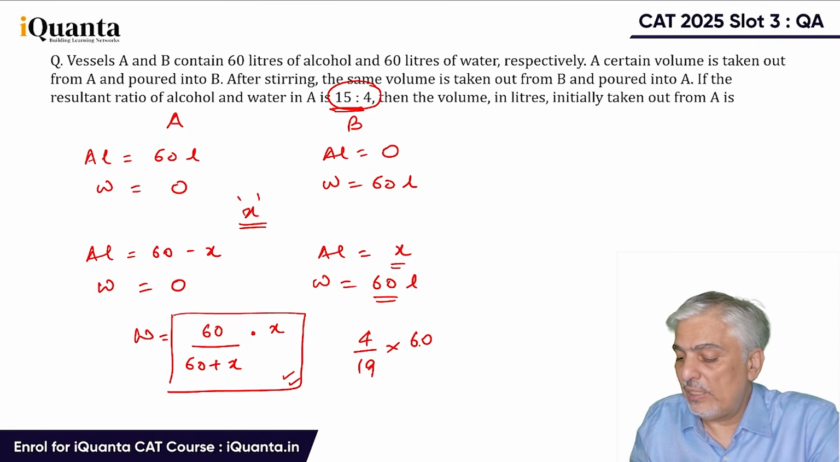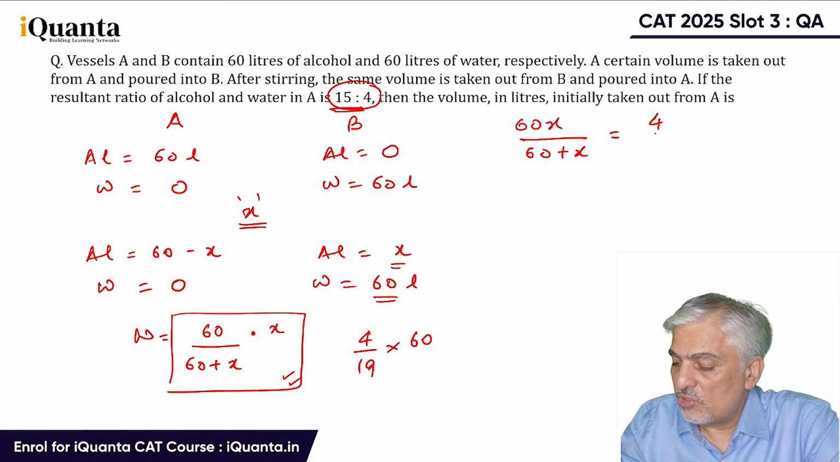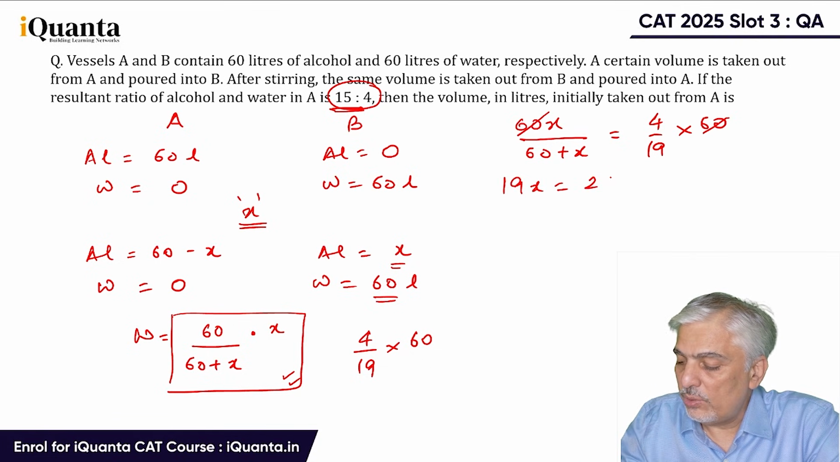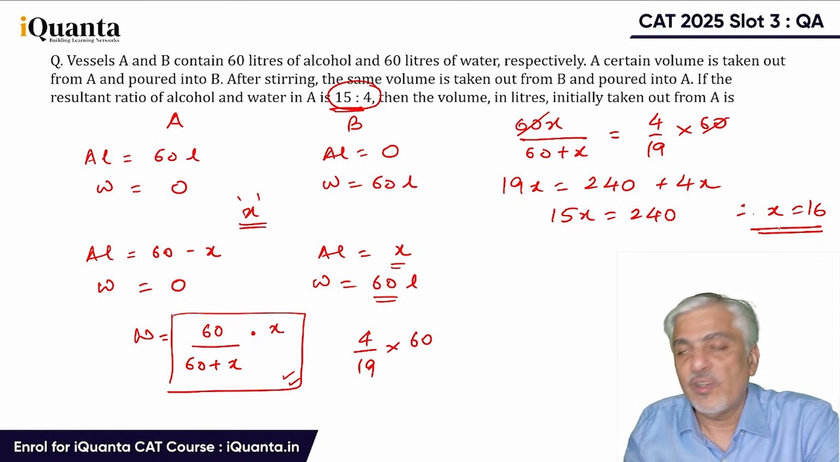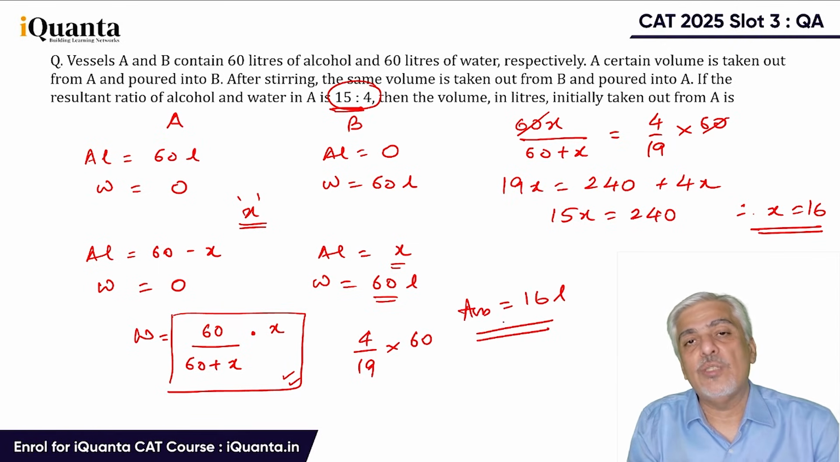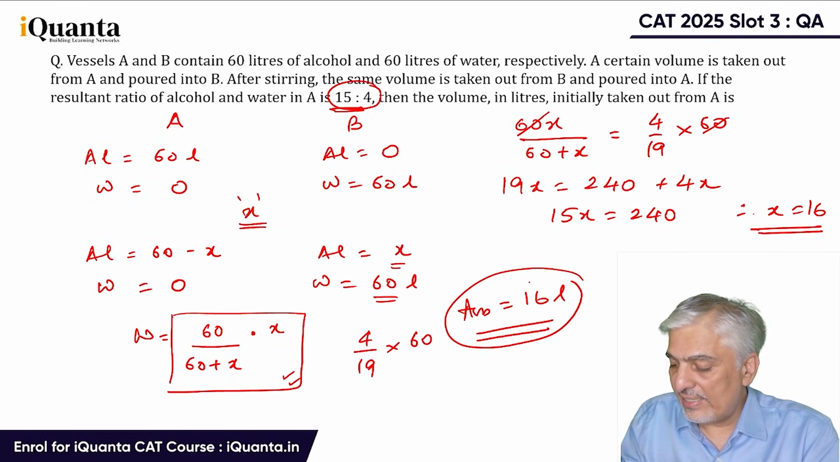So these both will become equal. Let's equate them and solve them. So what will we get? 60x upon 60 plus x is 4 by 19 of 60. 60 cuts. Cross multiply: 19x is equal to 240 plus 4x. So we get 15x is equal to 240. Therefore, x is 16. And that's your final answer. 16 liters are transferred. That value which is being transferred first from A to B and then from B to A is nothing but 16 liters.